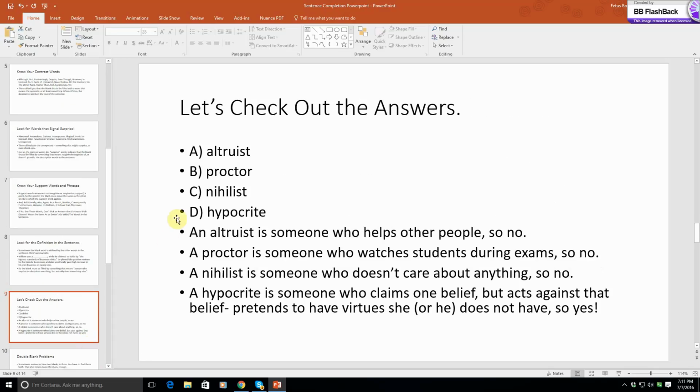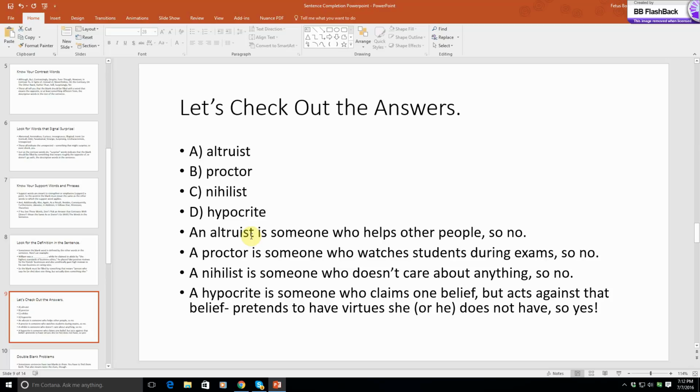William was an altruist. Well, let's see. Would an altruist abide by the highest standards of business ethics? Well, maybe. But he's someone who helps other people. So no, that wouldn't pertain to somebody who says one thing and does another. A proctor, well, a proctor is the person who watches you take a test such as the SAT or the ISEE to make sure you're not cheating, or if there's a problem, help you out, that sort of thing.